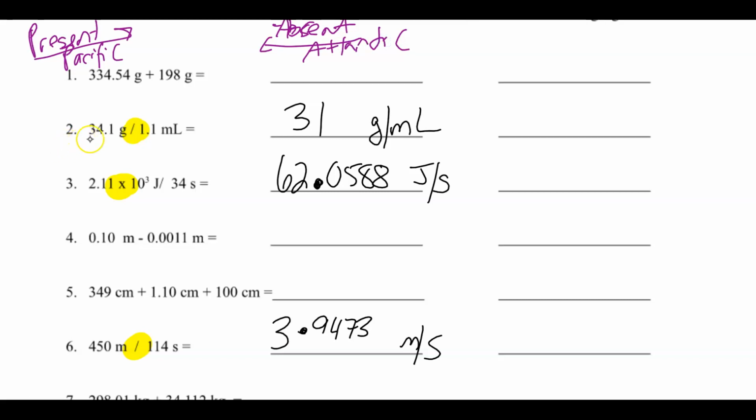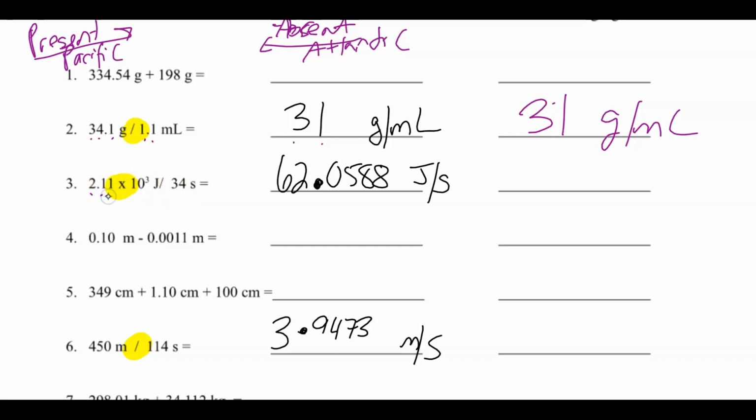Okay, so here we have present Pacific, 3 sig figs, 2 sig figs. I'm going to 2 sig figs. Okay, there's my 2 sig figs. So I am 31 grams per milliliter for my properly rounded answer. Sometimes they're the same. Number 3. Don't worry about the scientific notation, that's fine. We're still going to do the math the same way.